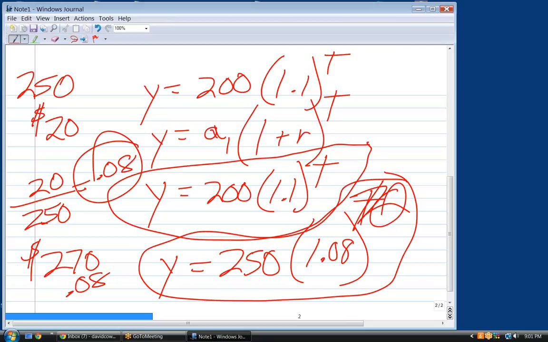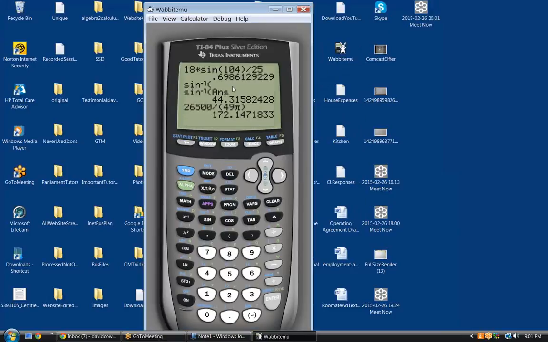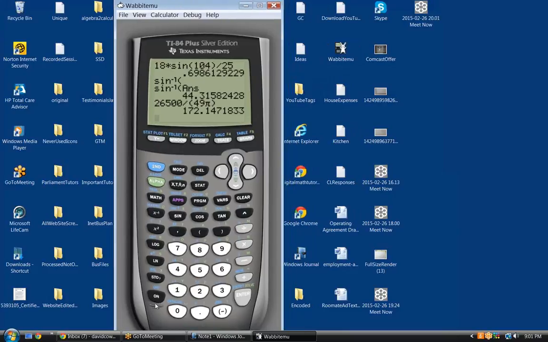Which would be, would that be 108? No. Do you have a calculator in front of you? I got one right here. Hold on. Okay. Do you use the TI-84? No. Don't use this one here? Yeah, no. That's really cool.